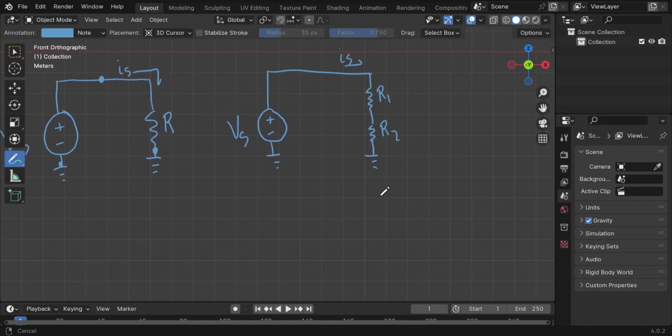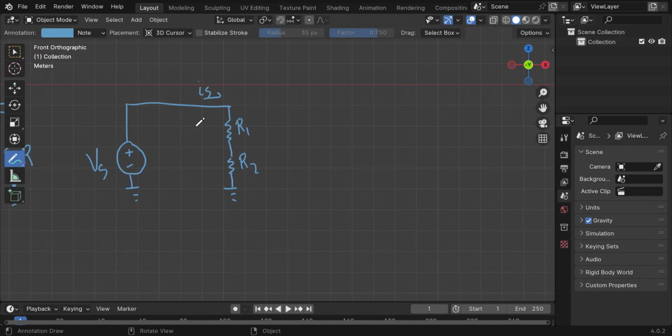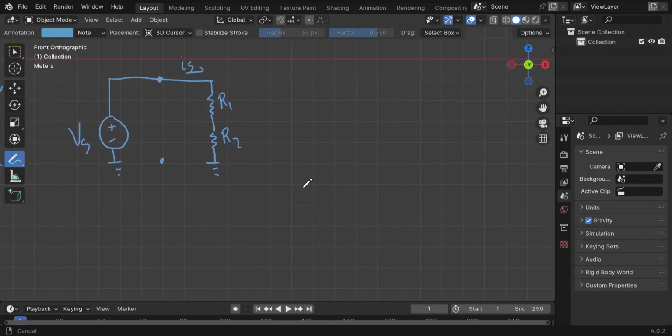Now, what happens if I measure from the top to the bottom of this circuit? You would still see the voltage source on the left hand side, and you would still see the same voltage source on the right hand side, because again, these 2 points are connected. It doesn't matter if I'm on the left side or the right side, I'm going to see the same measurement.